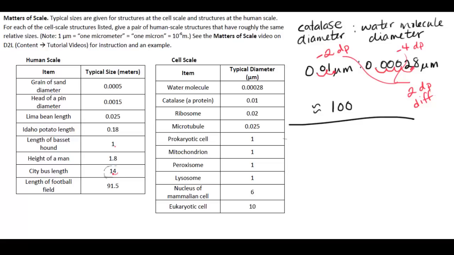Now let's find something at the human scale that has this same relationship. Let's say I want to compare something to an Idaho potato. Sure, why not? An Idaho potato is 0.18 meters across. Let's find something that's about 2 decimal points different than this. This one is 1 away, so I want to find one that's 3 away, or 2 decimal points difference. So this fits the trick. 1, 2, 3, yep. So I'm looking at about the same difference between an Idaho potato and the head of a pin that I am between a catalase and a water molecule.